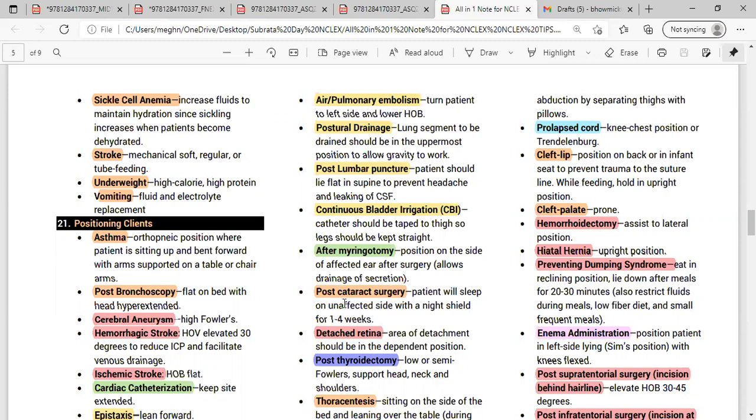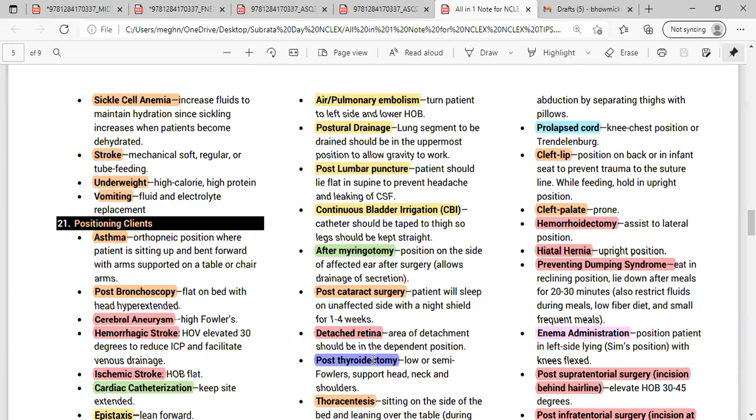Post-cataract surgery, it is the surgery for the eye. The patient will sleep on the unaffected side with a night shield for 1 to 4 weeks. If anybody has a detached retina, what should be their ideal position? The area of the detachment should be in the dependent position.